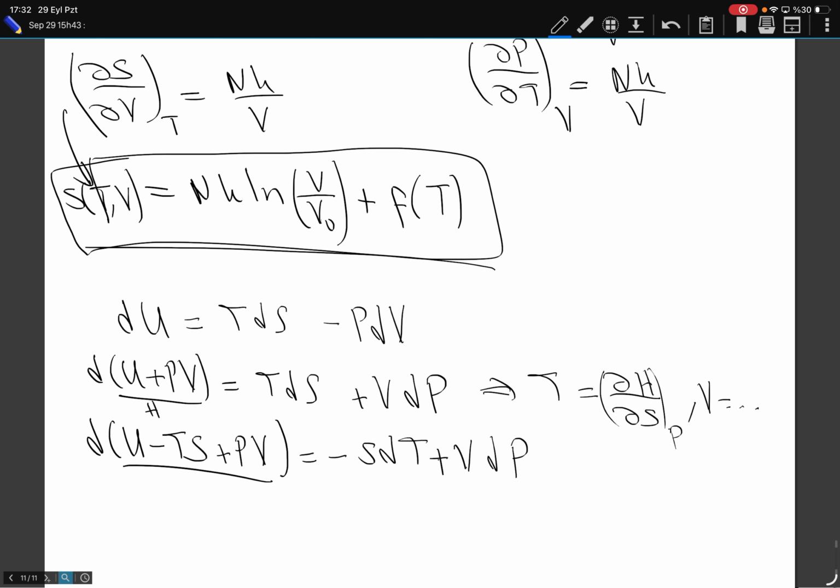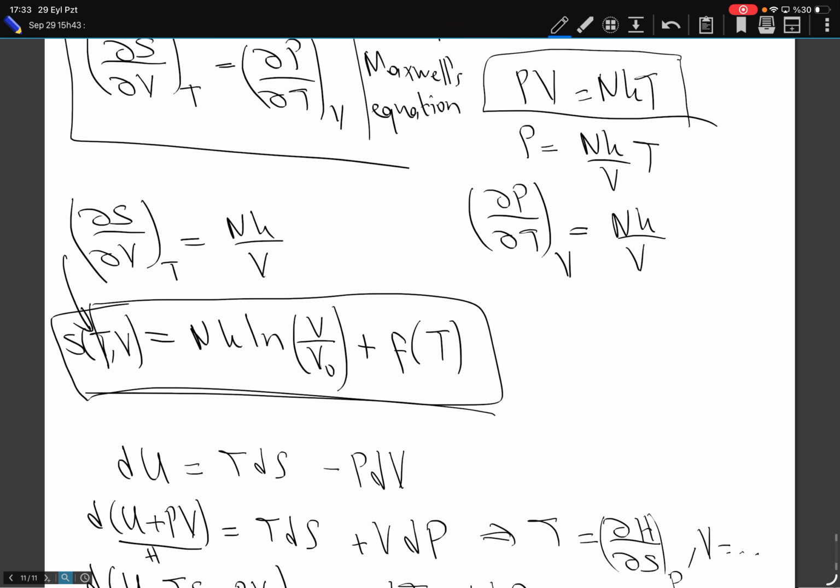Any questions? Hocam, is there a reason that we call them free energy? I mean, instead of Gibbs energy and so on, we call them free. Well, let's see.